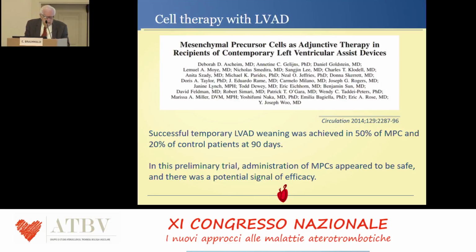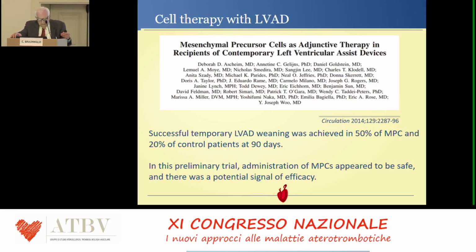Now here's a very interesting paper. It's a very preliminary paper published 2 years ago in Circulation, in which these mesenchymal cells were placed into the heart at the same time as a left ventricular assist device. So this is combination therapy. You can't think of two things that are more different. Cell therapy and LVAD. So, mesenchymal precursor cells as adjunct therapy in recipients of contemporary left ventricular assist device.